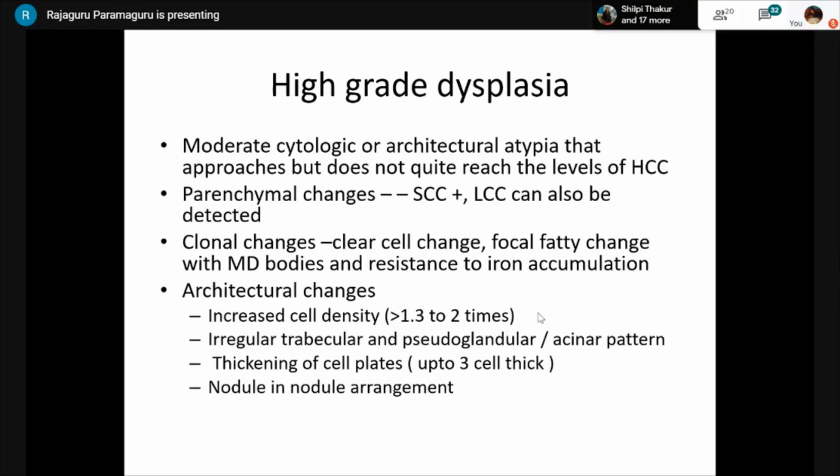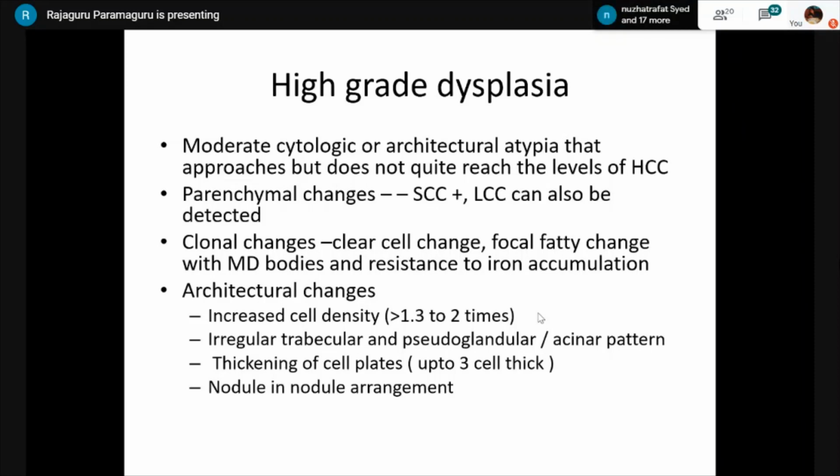So low-grade dysplasia will show large cell change, and there will be no pseudoglandular or acinar pattern. And though you can have some clonal changes like fatty change, and there can be iron accumulation also in that compared to the other nodules.